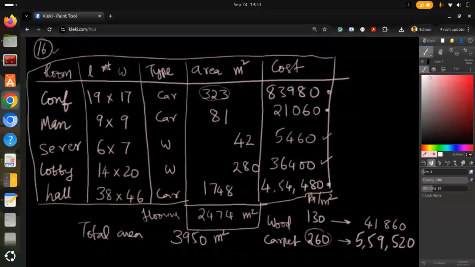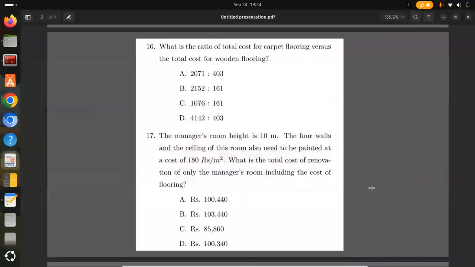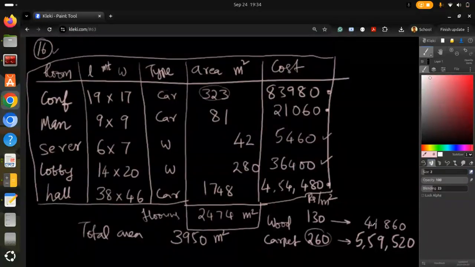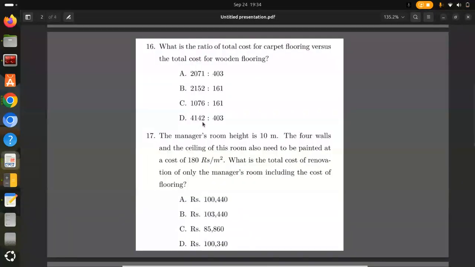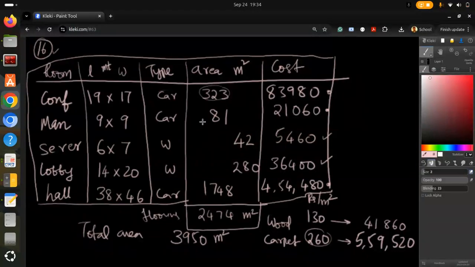So zeros can be cancelled out when I find the ratio, because question number 16 is asking the ratio of the total cost. And our numbers are in thousands and lakhs, but these ratio numbers should be much smaller. That means some kind of simplification needs to be done. So one thing you notice here, see the wooden is 130 and the carpet 260. Actually, 260 is the double of 130. So right away I can see 260 being an LCM of these two numbers, or one of the factors of these two numbers. So that is a unique feature of this.